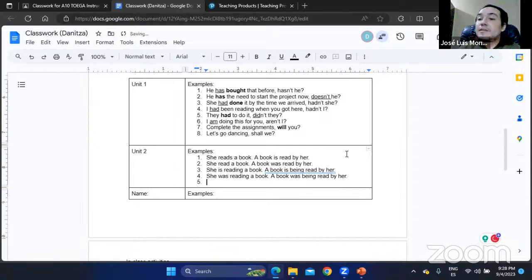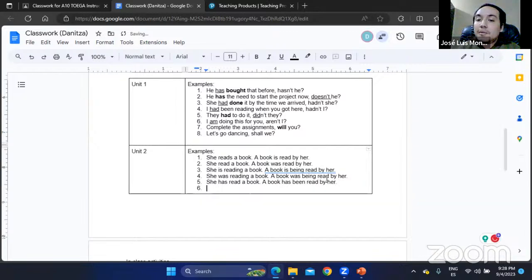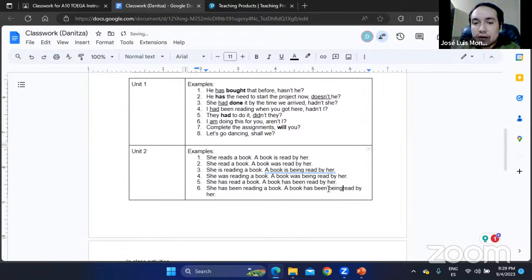Now, the present perfect simple and the present perfect continuous work the same. If we say she has read a book, simple tense, the passive is going to be a book has been read by her. But if we say the present perfect continuous, it's the verb to be that has to be conjugated. So: has been reading a book, and a book has been being read by her.